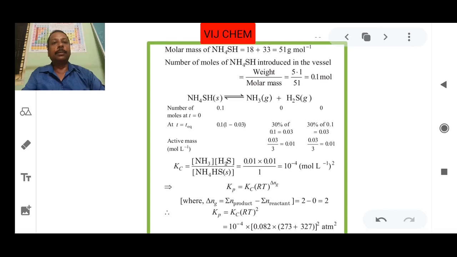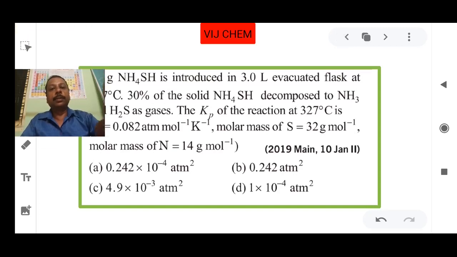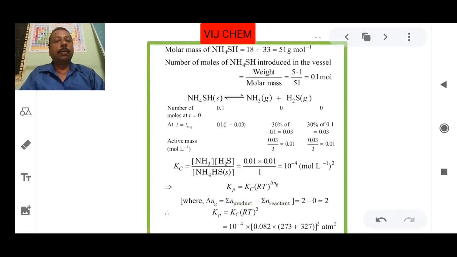Okay, so see, this is the explanation. First, the main problem is that mass is given. How much mass is given? 5.1 grams is given. Normal calculation involves converting them into moles. So for converting them into moles, what we have to do? Divide by the molecular mass. That's why molecular mass is calculated, and it is a very easy calculation. 51 is the molecular mass, 5.1 is the mass given, so that your calculation is easy. That means moles of NH4SH is 0.1.